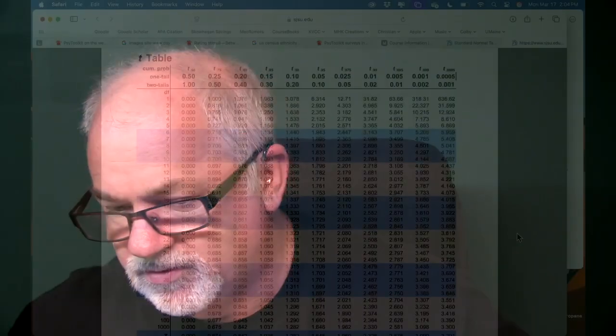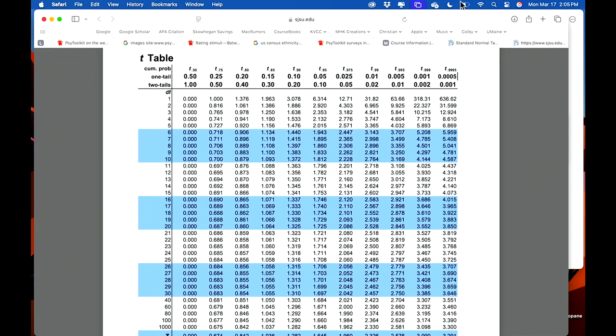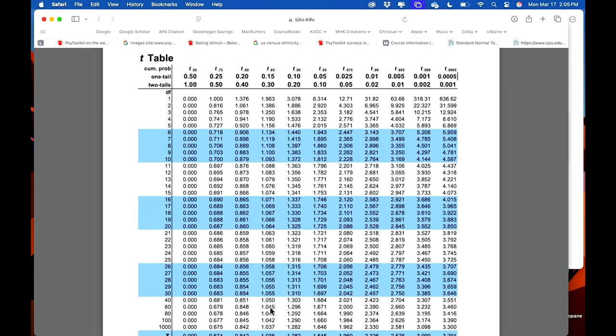Okay, so here's the table. In our, what did we end up with here? Get the book out again. I keep closing the course book. I don't know why. We ended up with 1.42. That was our result. So let's go to here.